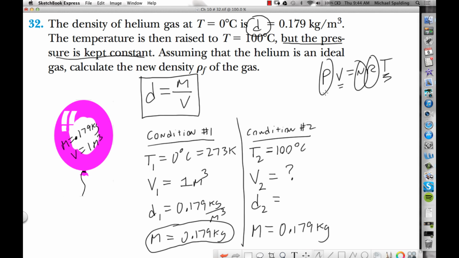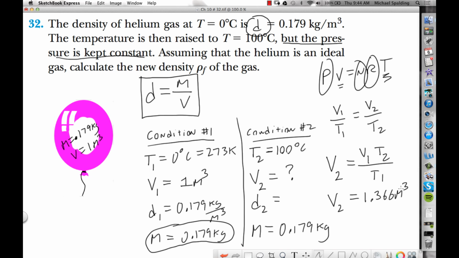Okay, so everything circled goes to one side, everything not circled to the other, algebraically. So you're going to get V over T equals nR over P. n, R, and P, all of this is constant. So what does that tell us about V over T? It must be constant. So then we can say V1 over T1 equals V2 over T2, because that ratio stays constant. So now we can solve for V2. V2 is going to be V1 T2 over T1. So you plug the numbers in, and you get 1.366 cubic meters.